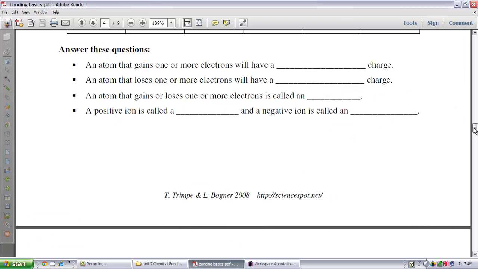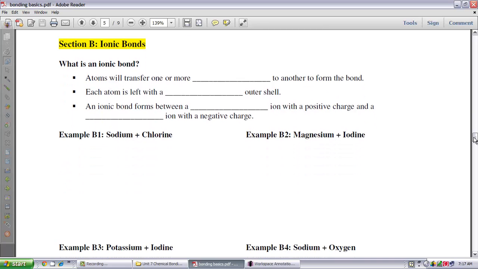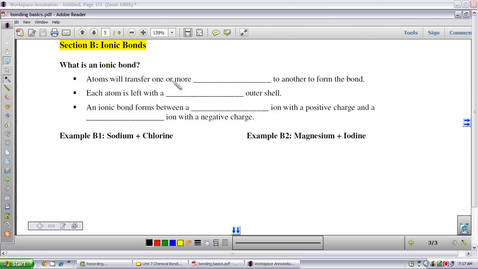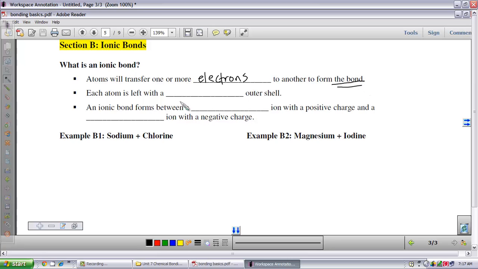So we've got cations and anions coming together to make ionic bonds. So now let's talk about how to make an ionic bond. Okay, an atom is going to transfer electrons, the protons in the nucleus never change, to form that bond. Okay, each atom is left with a full outer shell, which equals lower energy.